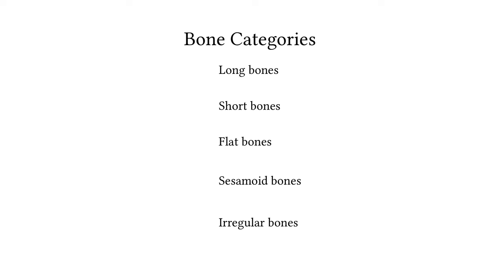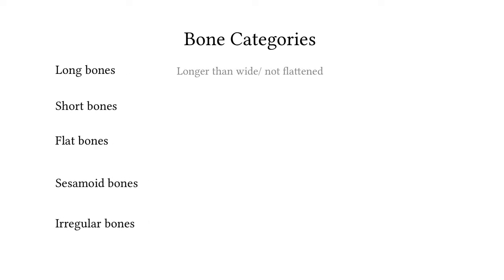Long bones are bones that are longer than they are wide, yet they're not flattened. The femur is a long bone. If a bone is as wide as it is long, it's a short bone. Bones in your wrist, or carpals, are examples of short bones.